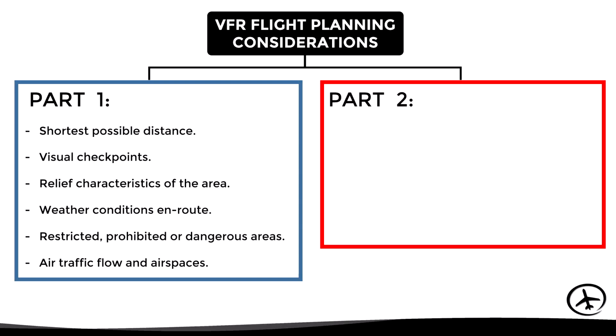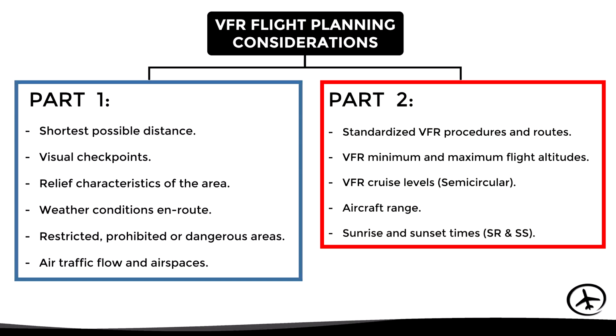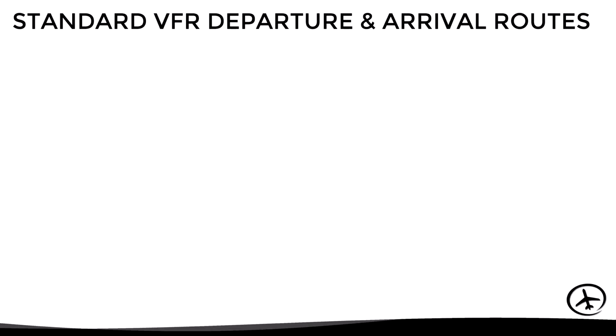In this second part, we will look at the standardized VFR departure and arrival routes, the maximum and minimum altitudes that we can fly under VFR, the available VFR cruising levels according to semicircular rules, aircraft range considerations, as well as sunrise and sunset times. So with this being said, let's start by looking at the standardized VFR departures and arrivals.